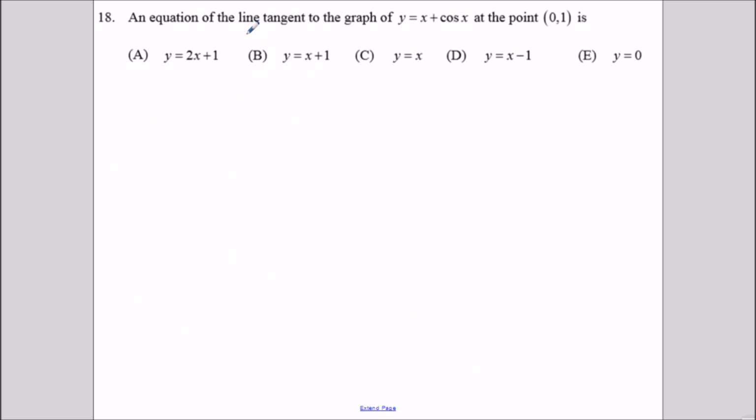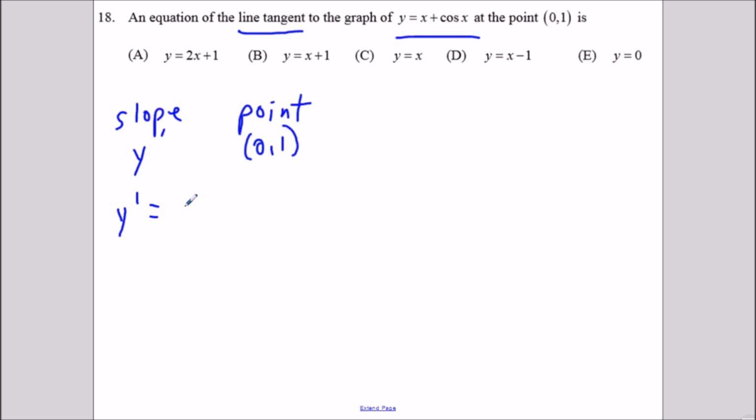For this question, we want an equation of a tangent line, and to find that, we need a slope and a point. The point they gave us is the point (0, 1), and this also happens to be the y-intercept. But to find the slope, we're going to use the derivative. So we need y prime equals, and the derivative of x is 1. The derivative of cosine is minus sine x. So if we plug in, y prime at the point (0, 1) is equal to 1 minus sine of 0, and this is equal to 1.